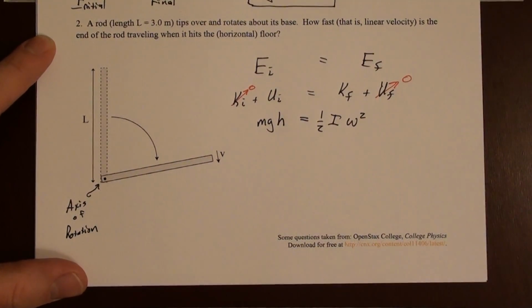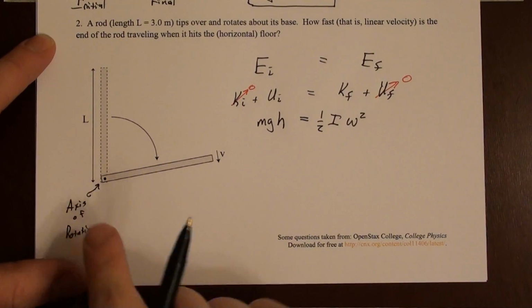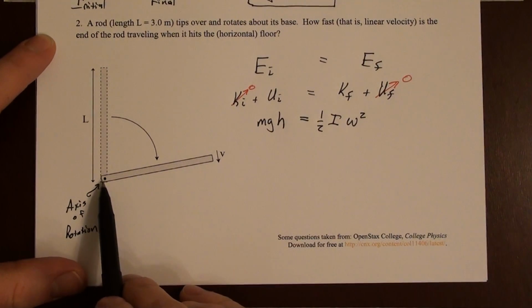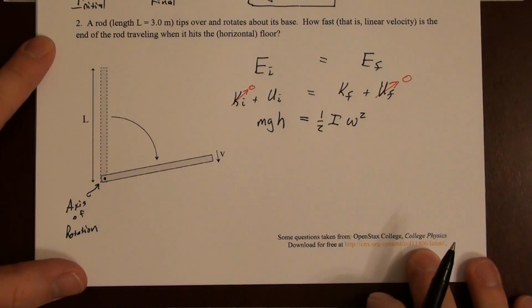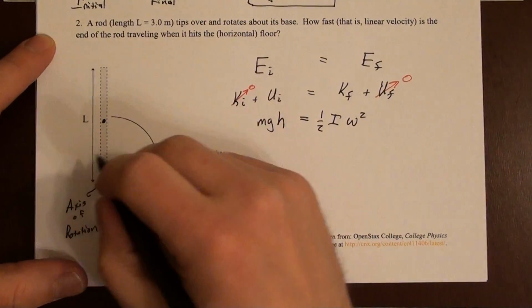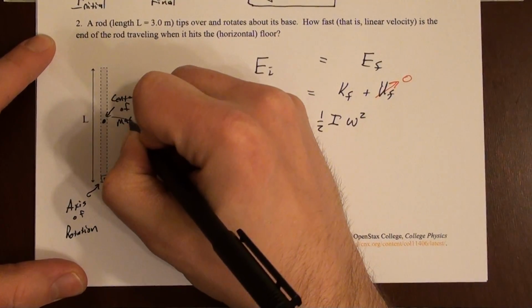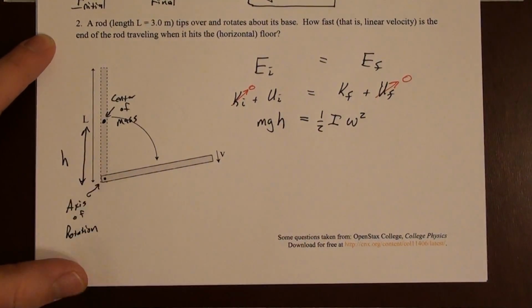But we need to be careful here. The h is not equal to L, right? Because not all of this mass is located L above the ground. Some of it is not above the ground at all. Some of it's only part way. So we can do something similar to what we did for gravitational torque, which is to say, we can treat it as if gravity is all acting at the center of mass. So this right here is the center of mass. So h is going to be this distance, so it's half of the length.